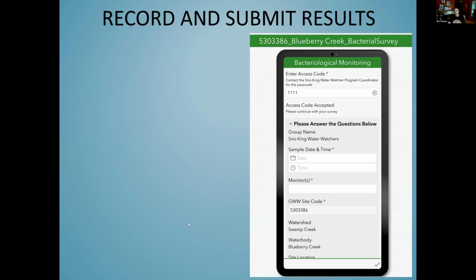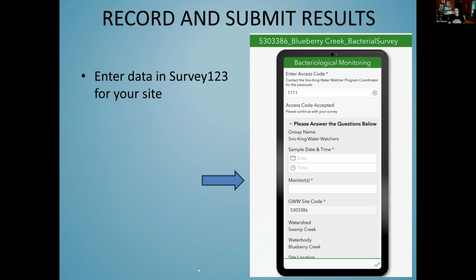And then this is an example of our online data entry if you were using a mobile device. With the survey form that we have, you would enter your access code, and we have one of these set up for every site. So this is unique to a particular site where you'd be collecting data. It'll give you prompts to enter essentially the same information as on the data sheet.